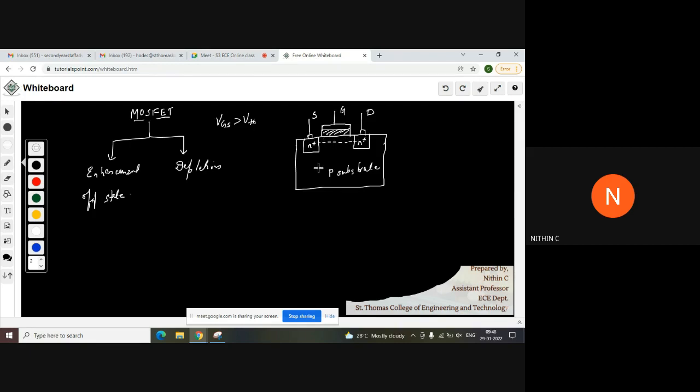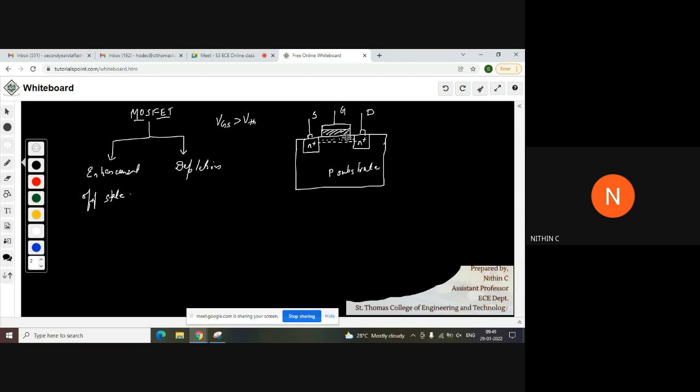Channel means a negative. During inversion, strong inversion, you can understand if you look at the oxide semiconductor energy band diagram. When strong inversion takes place, at the oxide semiconductor interface you will be having a layer of electrons. Right, you will be having a layer of electrons at the semiconductor oxide interface. When VGS is greater than VTH.